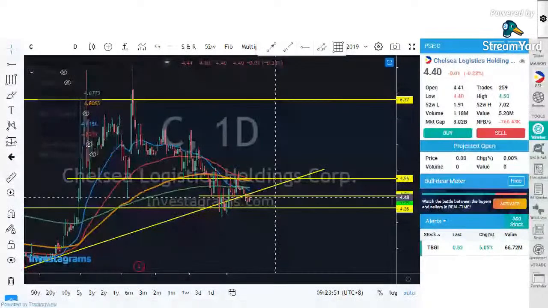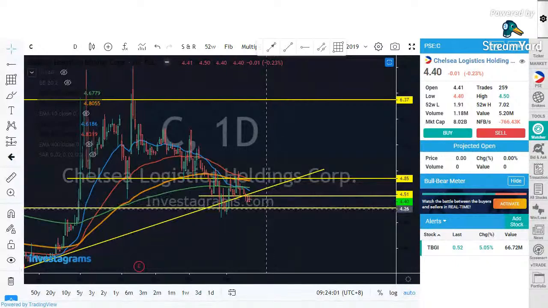Horizontal support, minor horizontal support. Then we need to see if there's a pullback on this horizontal line, this area. So there's a possibility that the price will go back to this horizontal support. But take note, it has now become a downtrend. So don't be aggressive in buying C unless the price goes up again above all the exponential moving averages.